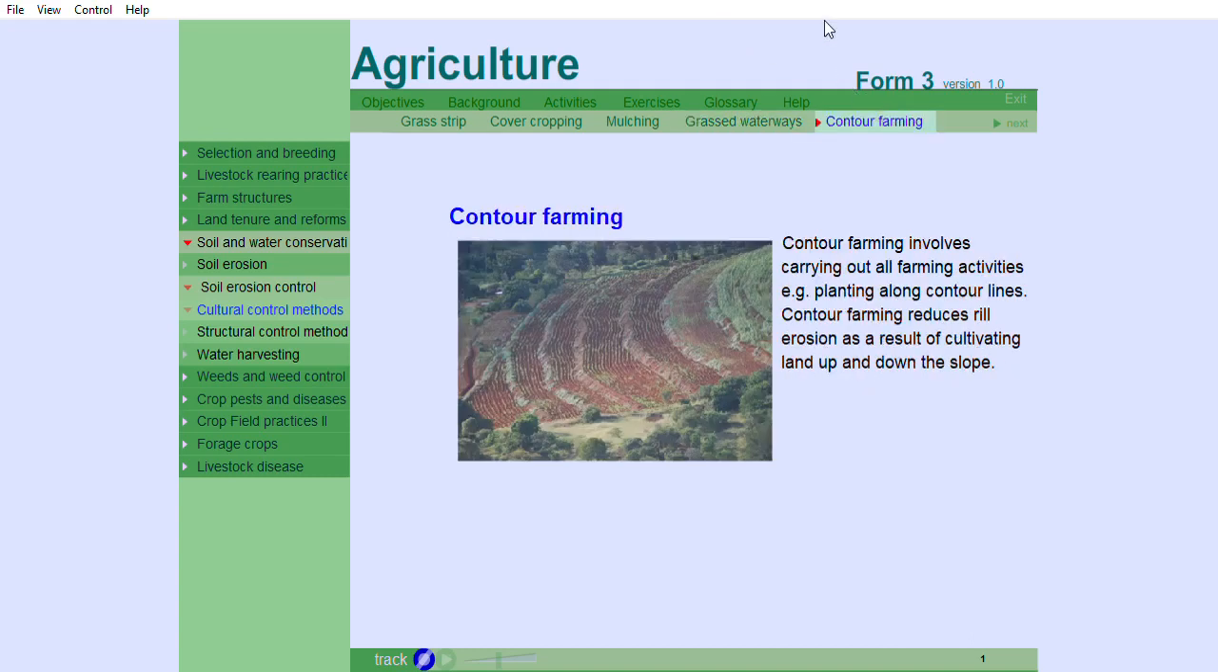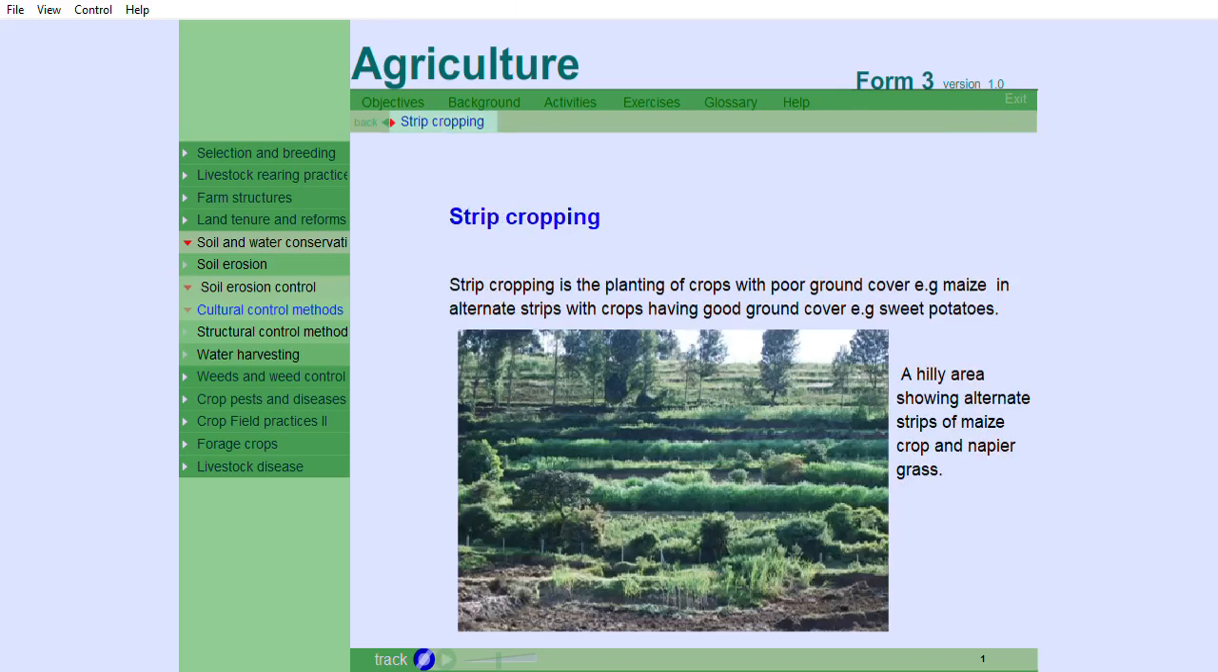Contour farming. Contour farming involves carrying out all farming activities, for example, planting, along contour lines. Contour farming reduces soil erosion that results from cultivating land up and down the slope. Strip cropping. Strip cropping is the planting of crops with poor ground cover, for example, maize, in alternate strips with crops having good ground cover, for example, sweet potatoes.